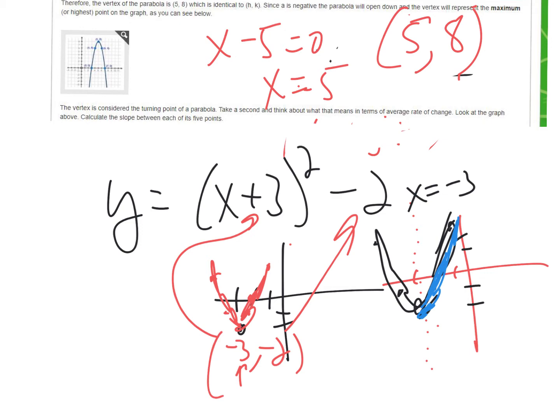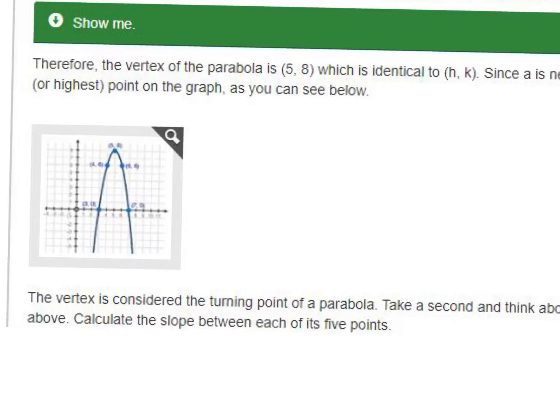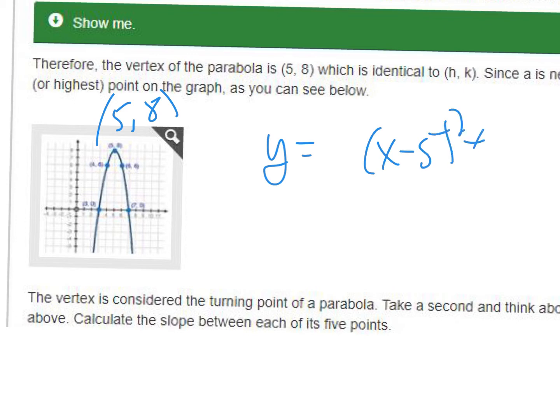Okay, so let me clear this up. Let me stop this video and take a look at this other example and see if we can't do a little bit more with it. So this is kind of blurry, but I think I can tell that the vertex is at 5, 8. I also see that it opens down. So I know that y equals, well, let's see, (x minus 5) squared plus 8.